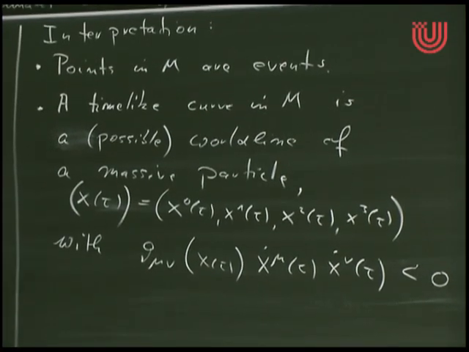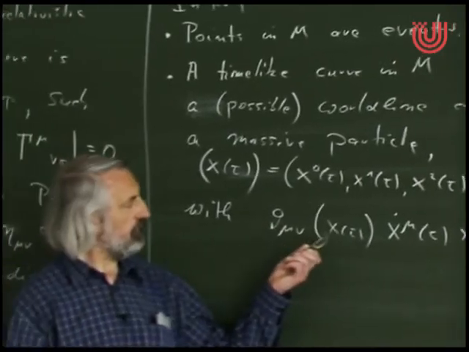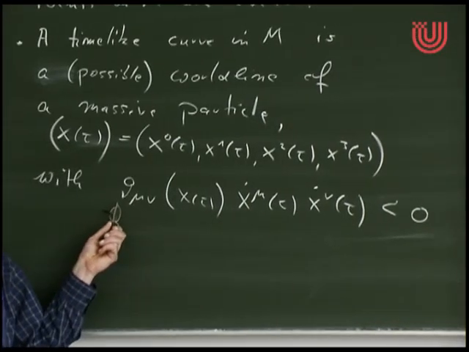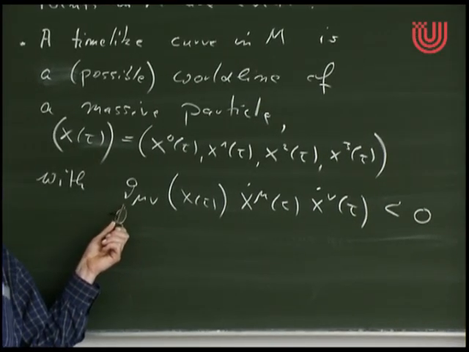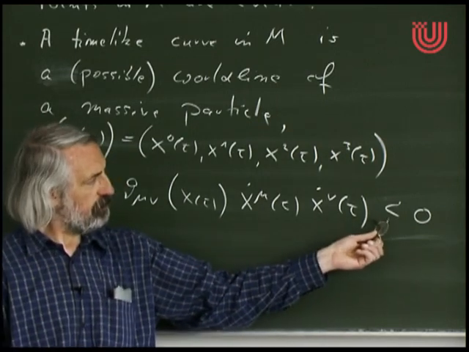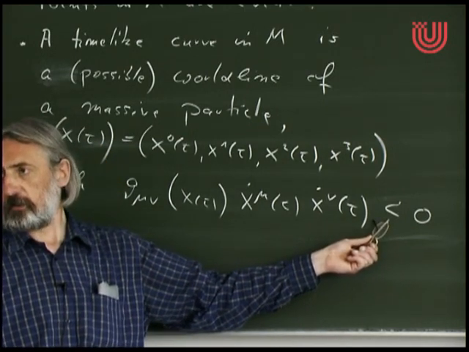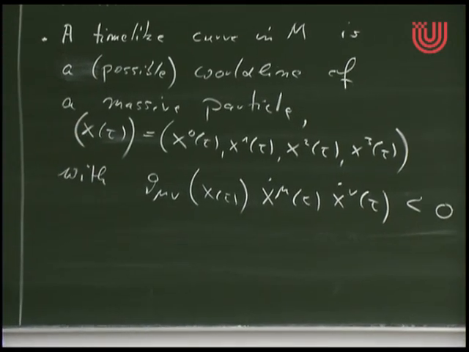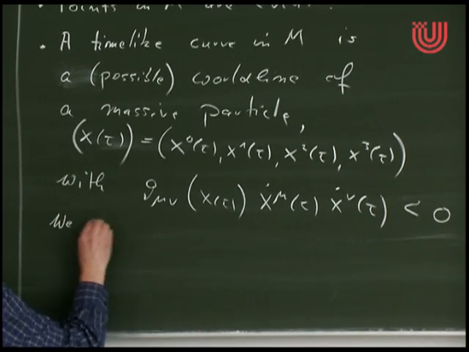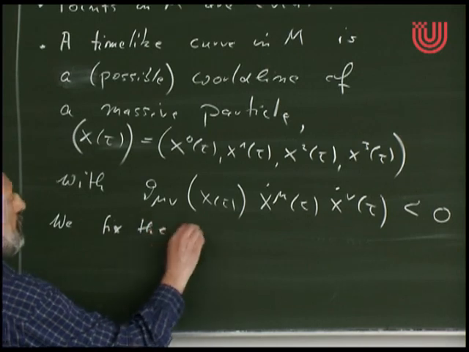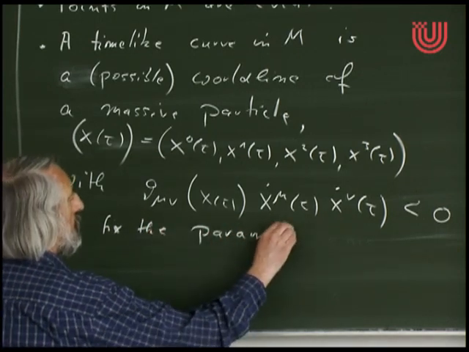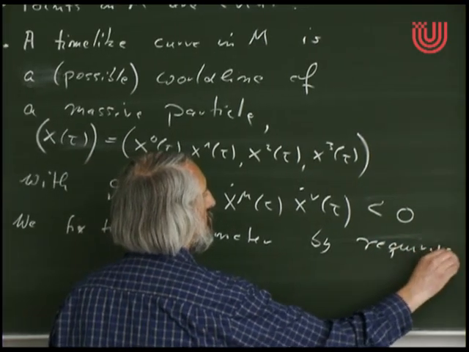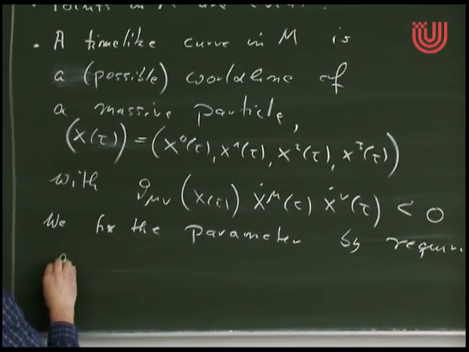And if this is true, then we can do the same thing which we did in special relativity, namely we can fix the parametrization by normalizing this object. This should have the physical dimension of a velocity. So the natural way to normalize it is, because it's negative, to minus c squared. That's what we did in special relativity, and we do the same thing here. So it works perfectly well also in general relativity. So we fix the parameter by requiring that this expression is minus c squared.